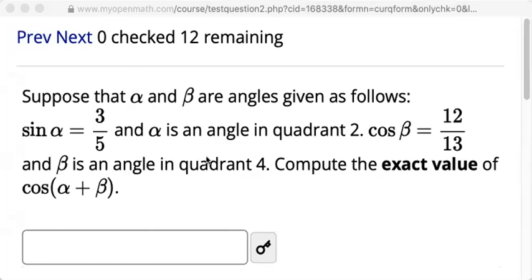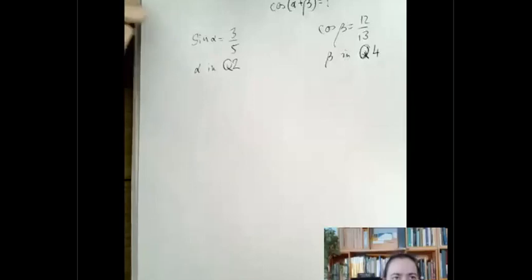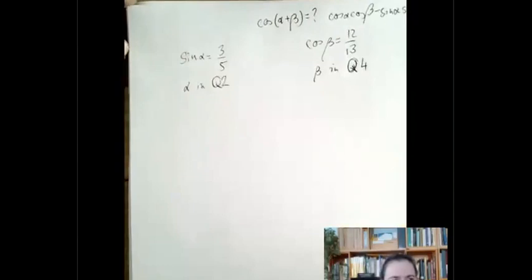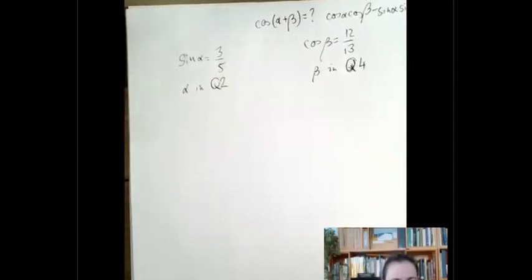So there are two angles. Sine alpha is 3/5, and alpha is in quadrant 2. And cosine beta is 12/13, and beta is in quadrant 4. And we're asked to find cosine of alpha plus beta. The sum formula for cosine involves all four of sine, cosine of both alpha and beta, right? It's cosine alpha, cosine beta minus sine alpha, sine beta. Now, you might need to draw triangles, but these are famous triangles.